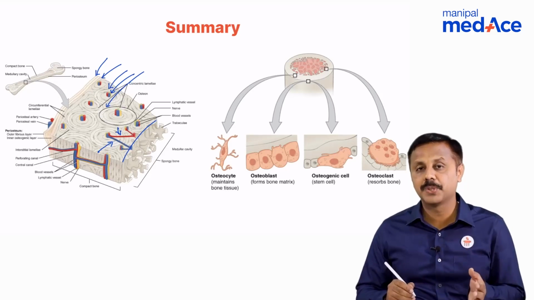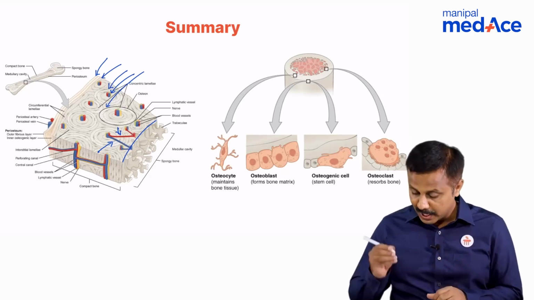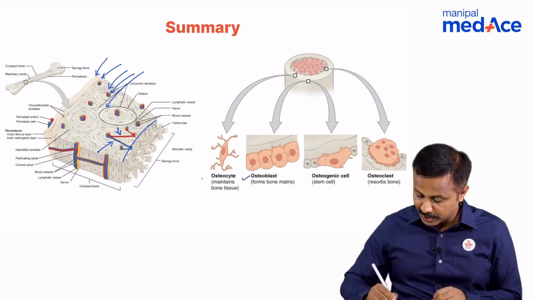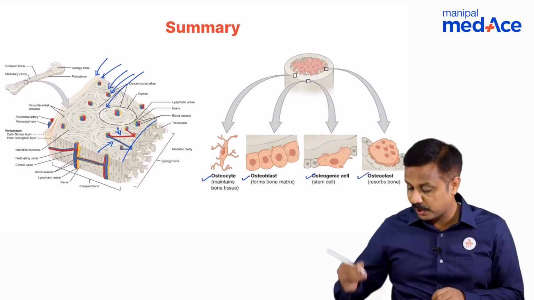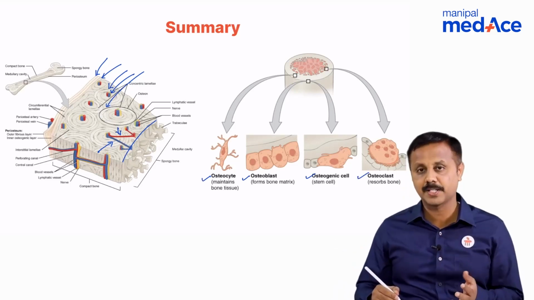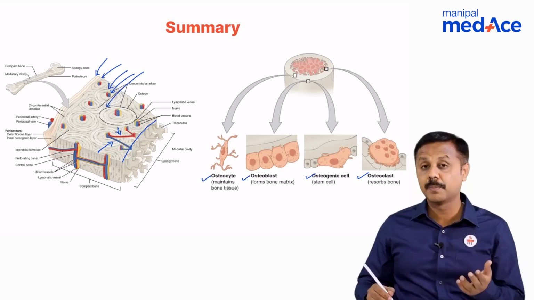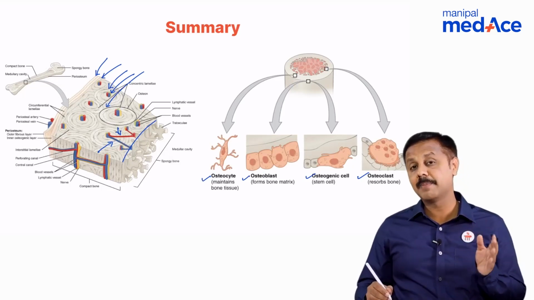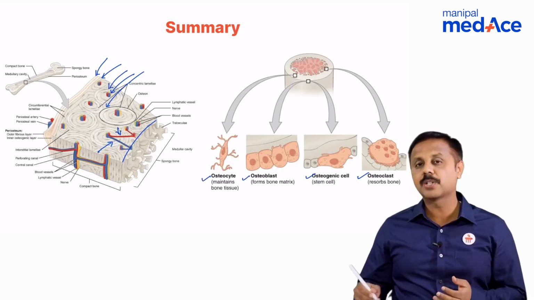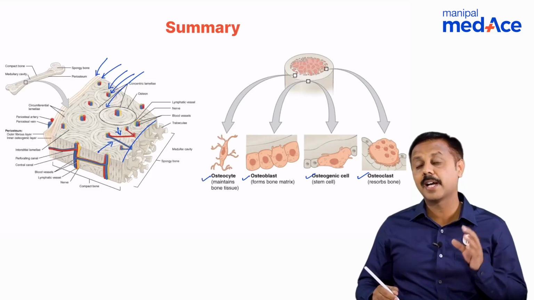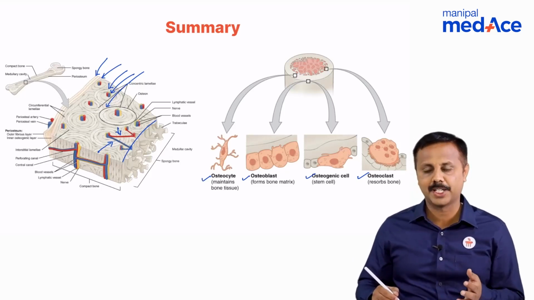Then we talked about composition of the bone, where we said bone is made up of bone cells and bone matrix, and bone cells include osteoblast, osteocyte, osteogenic cell or osteoprogenitor cell, and osteoclast, including periosteal cells. 5 different types of cell I want you to remember. Osteoblasts form the bone matrix, osteocytes help in maintaining it, osteoprogenitor cell gives rise to osteoblast, osteoclast cells resorb the bone, periosteal cells give rise to osteoblast or osteoprogenitor cells.